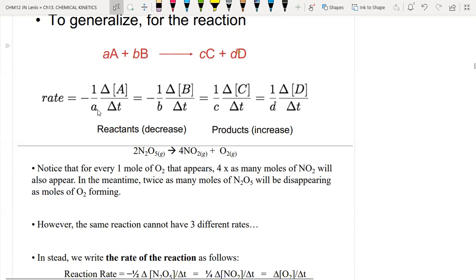And here we have the stoichiometric coefficients. For products, since concentration is increasing over the time, then these rates are positive. And here are the stoichiometric coefficients. So yes, we can relate the rates to each other.